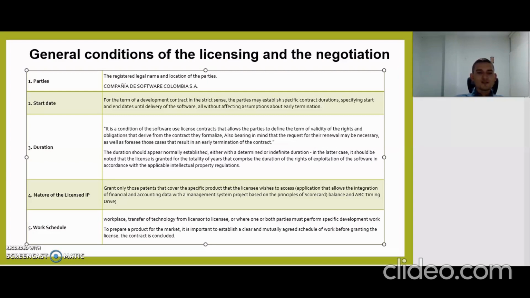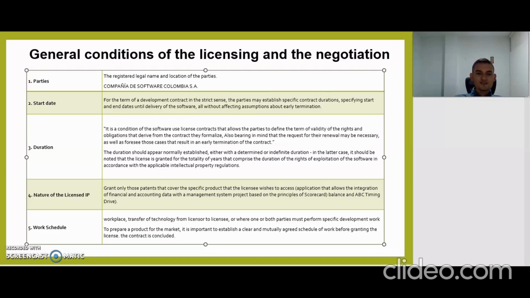The following item is the nature of the licensed IP: grant only those patents that cover the specific product that the licensee wishes to access, an application that allows the integration of financial and accounting data with a management system project based on the principle of balanced scorecard and ABC costing.